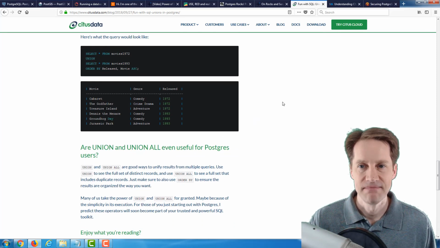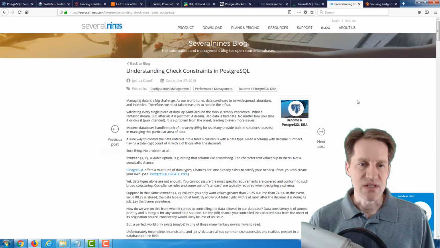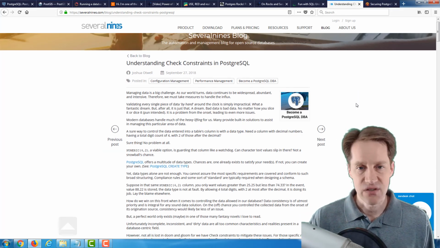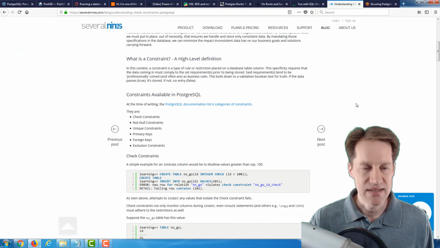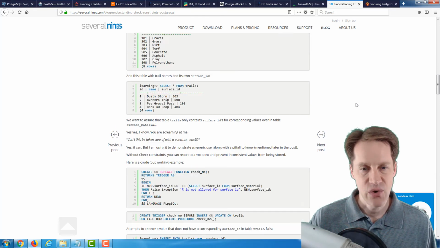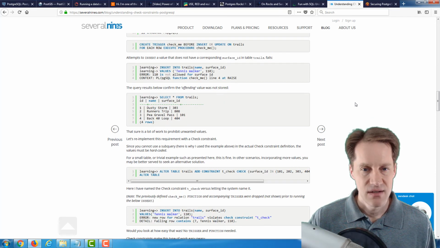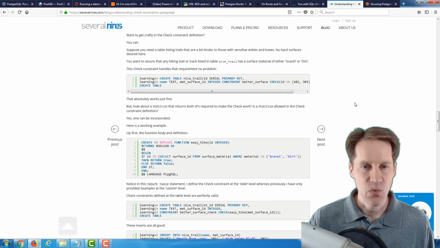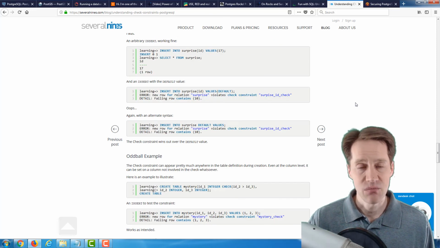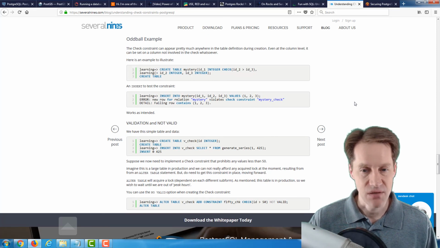The next post is Understanding Check Constraints in PostgreSQL. And basically, this goes over check constraints at the column and the table level and how to set them up. And in terms of scaling, it shows you how you can actually add constraints and have them not be valid as a way to add them gracefully to a particular table. So if you're wanting to learn more about check constraints, definitely a blog post to check out.